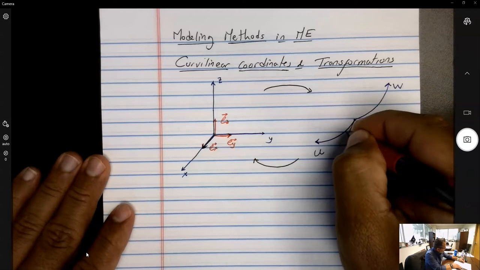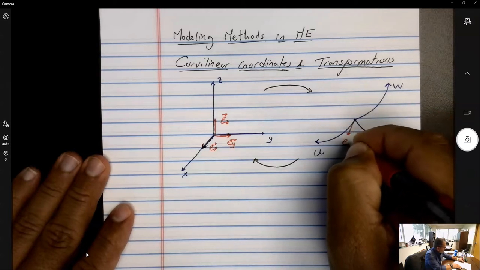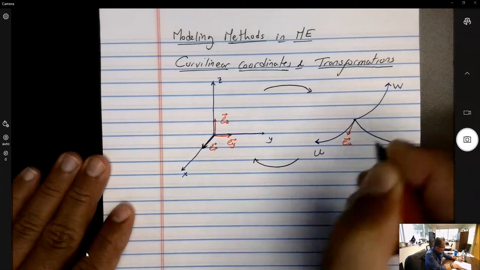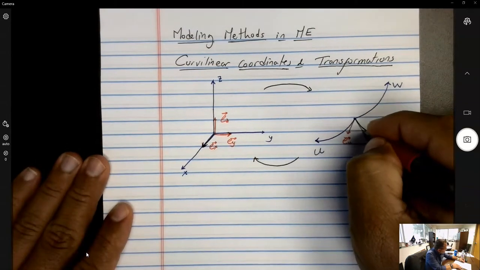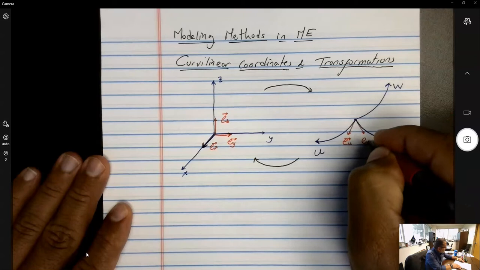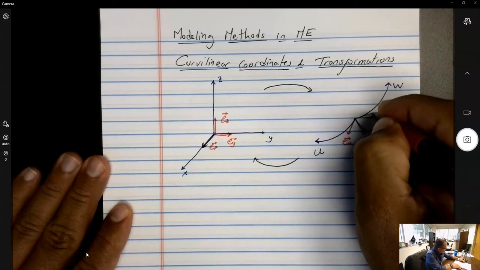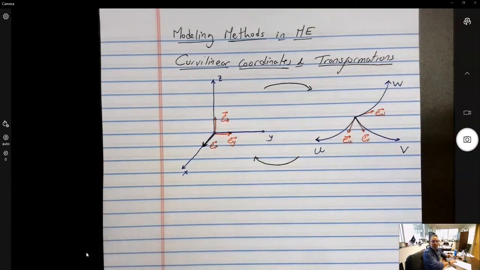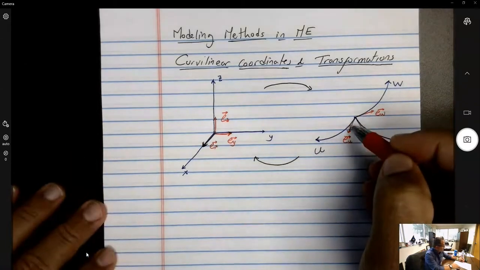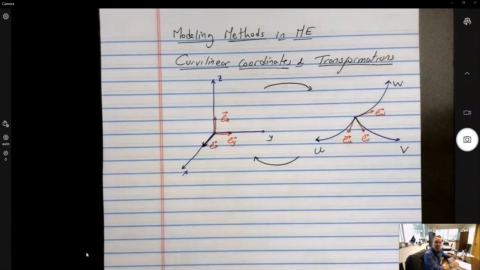And you notice that the unit tangential vector here in the U direction is called EU, and the unit tangential vector here is called EV, and the unit tangential vector here is called EW. And those vectors might not actually be perpendicular to each other. Not only that, those vectors might actually change direction as you move in the direction of a particular axis.